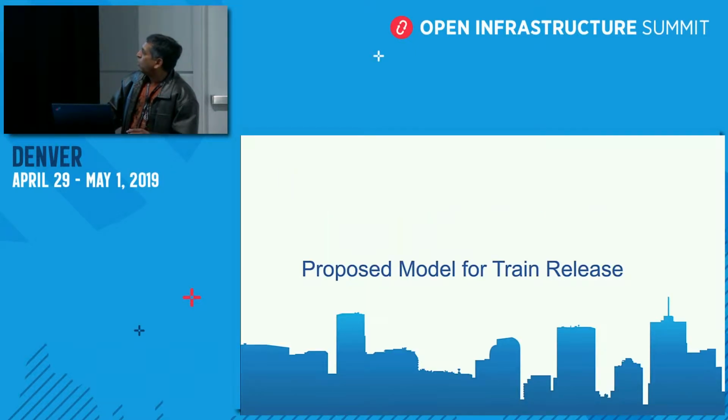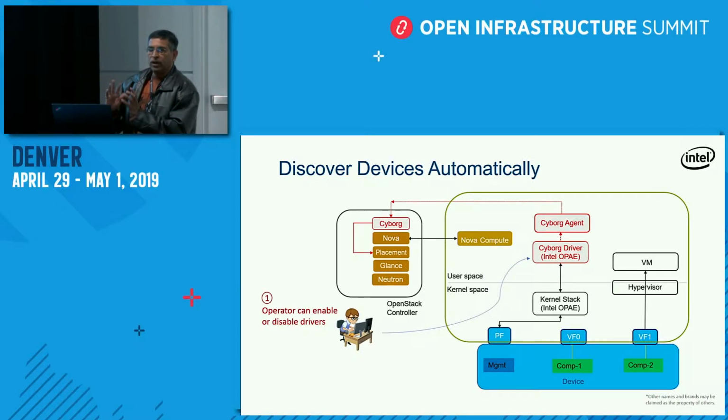So what I'll do now is quickly go through our intended usage model for how Cyborg should be deployed with Nova by the end of Train, hopefully. The idea here is that, like I said before, you're going to install drivers and discover devices at the start of day. And the operator can enable or disable drivers to avoid conflict with the PCI whitelists. So you could potentially have both of them coexisting in the same release.